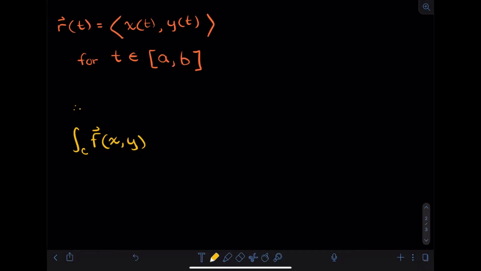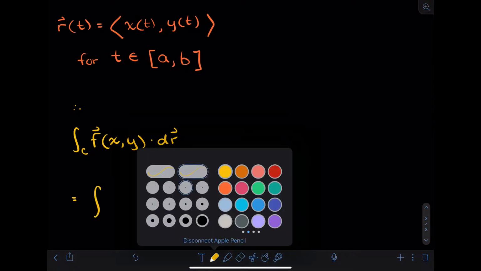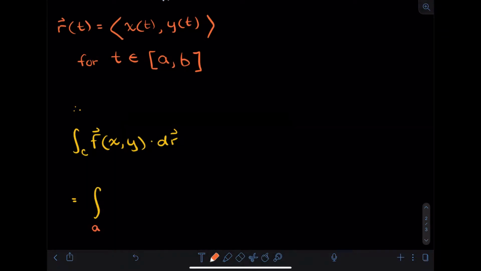So we have a general line integral here with F of x and y. We dot it with dr. And what does this mean? So let's write down the definite integral. We have our bounds, we just talked about them, a and b.